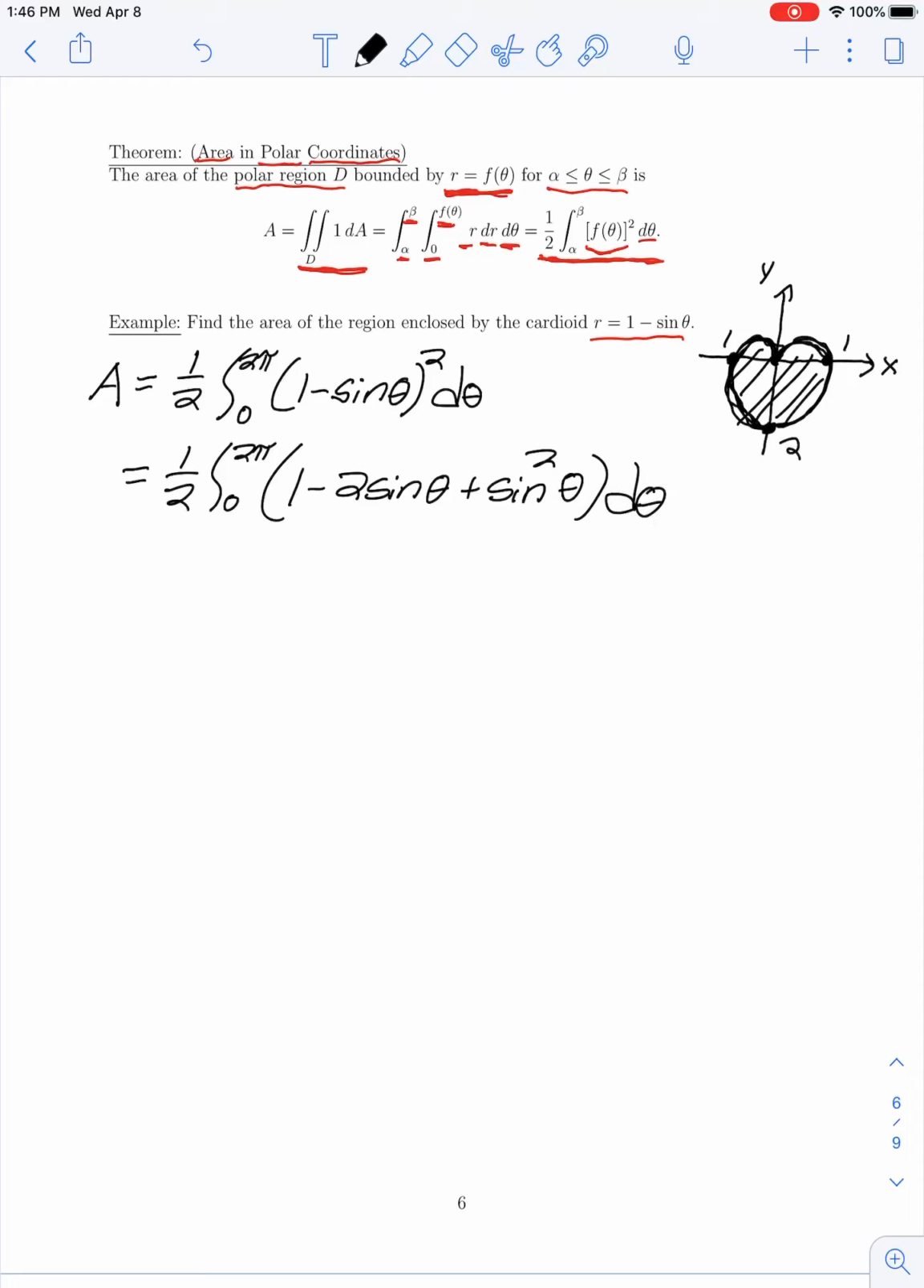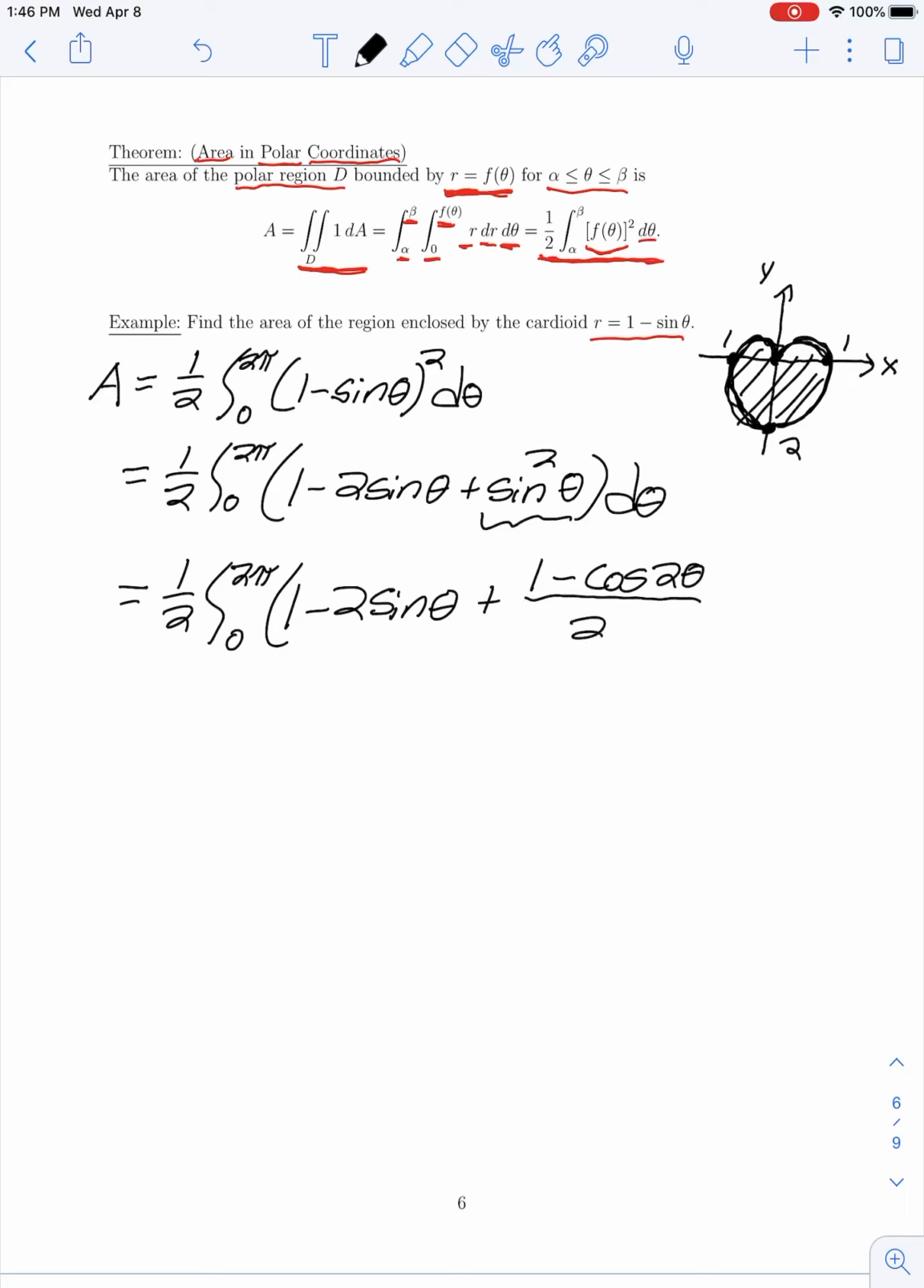So the first 2 terms are pretty easy to integrate. This last term, sine squared of theta, to integrate this, we would make use of a trig identity similar to what we saw for cosine squared of theta. So here we could rewrite that last term of sine squared theta as 1 minus cosine of 2 theta all over 2. And we're then integrating with respect to theta.